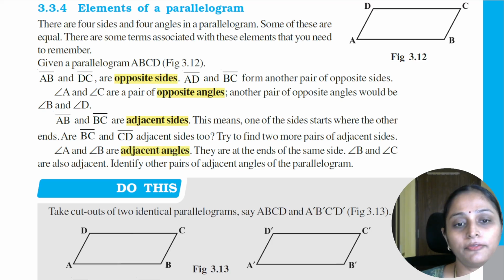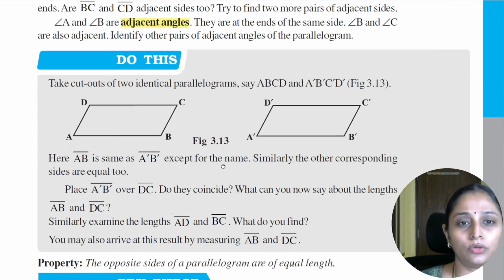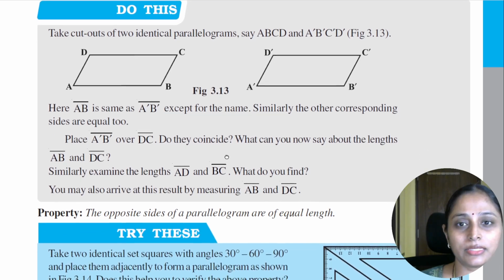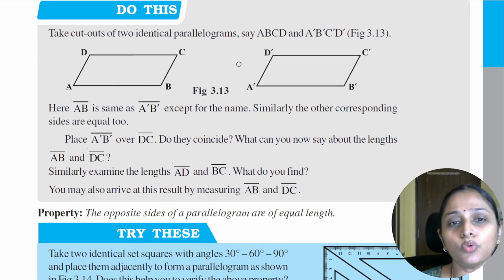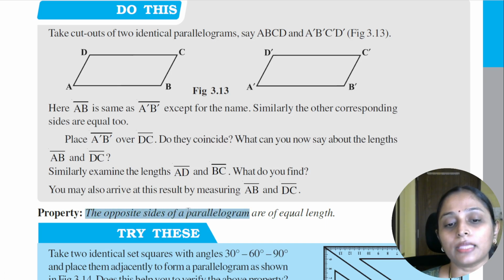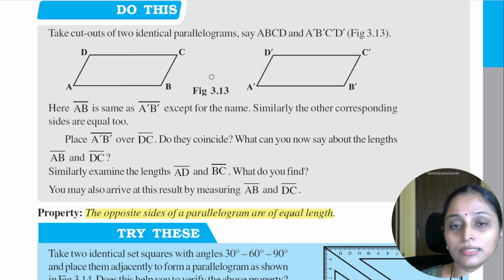Now regarding the first property that they want to discuss, they have given us an activity where you have two congruent parallelograms, okay, and then you will be using them in order to check this property, which is that the opposite sides of a parallelogram are of equal length. In order to check this, we will be doing this activity, right?